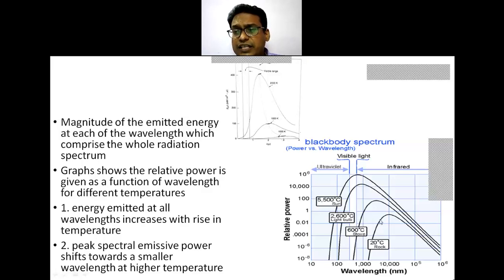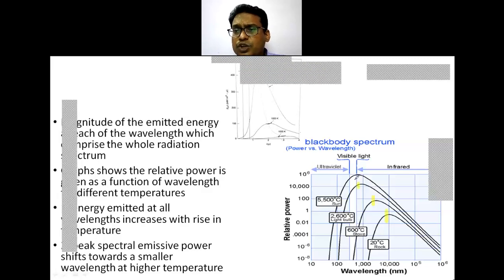As we are increasing the temperature, the peak of all these graphs, this is your peak, all these peaks are moving towards the left side. This is moving towards the left side, and the peak spectral emissive power shifts towards a smaller wavelength. Left side means a smaller wavelength as we are increasing the temperature.